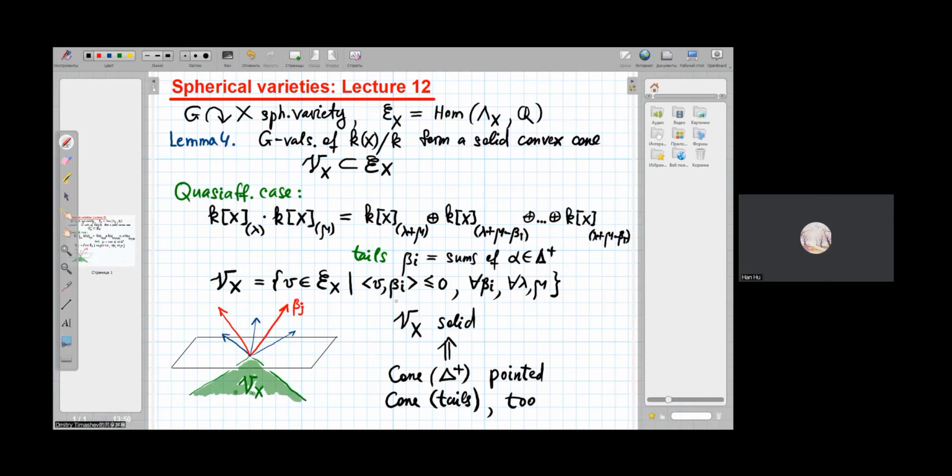How can we prove that it is a pointed cone? Well, because all positive roots belong to a half space. Just look at the picture. Positive roots belong to a half space lying above this hyperplane. This means that the cone is pointed. And when the cone is pointed, as I said, the dual cone is automatically solid. So this explains the statement of the lemma that this cone is solid. But we still have to prove.